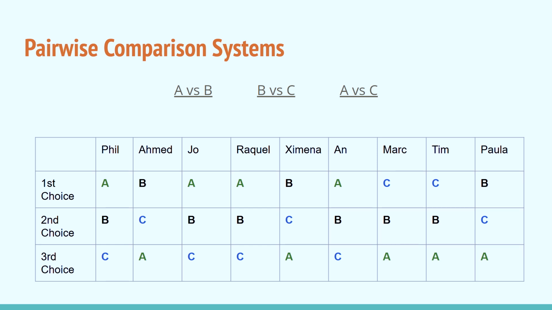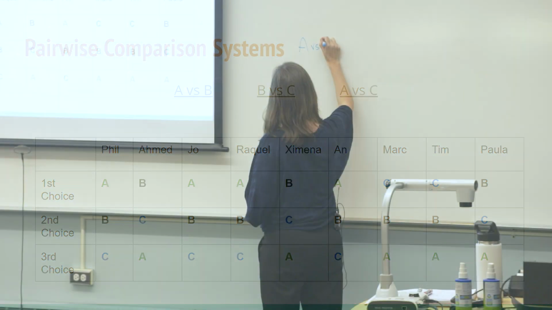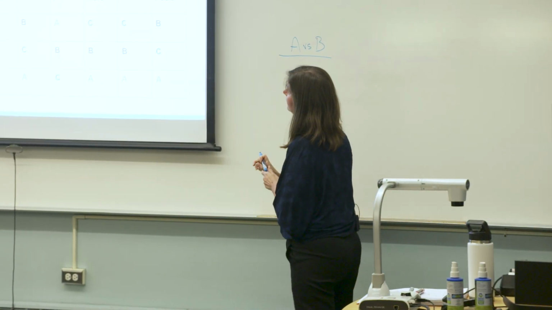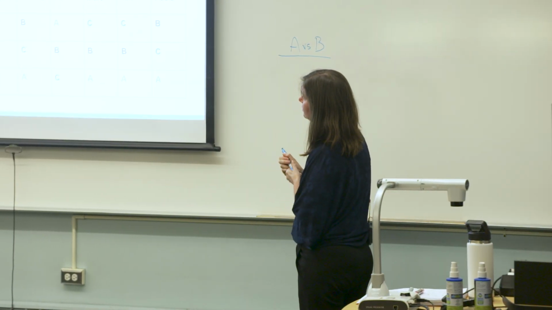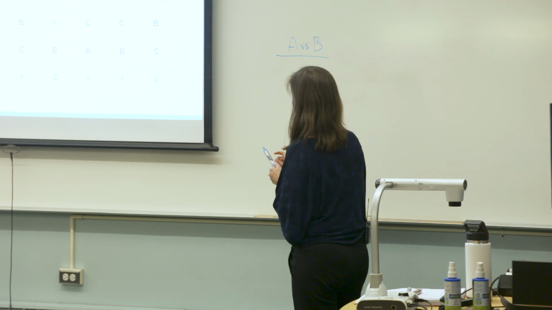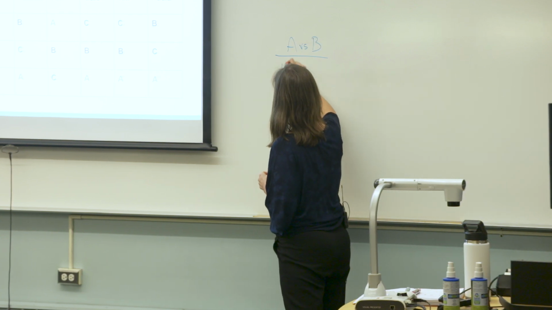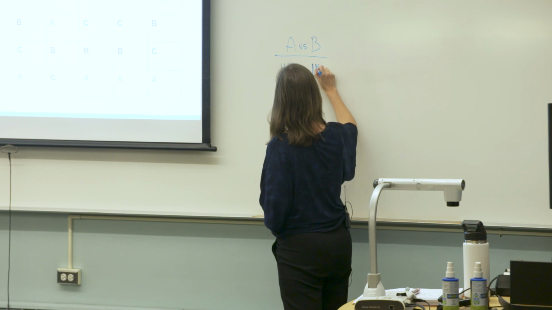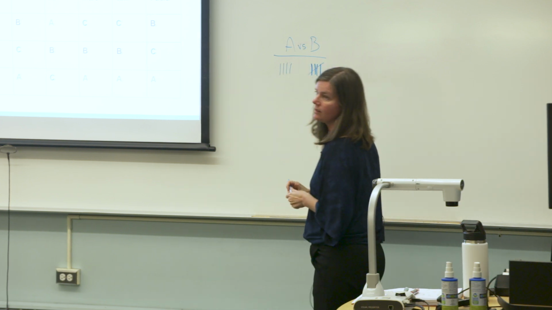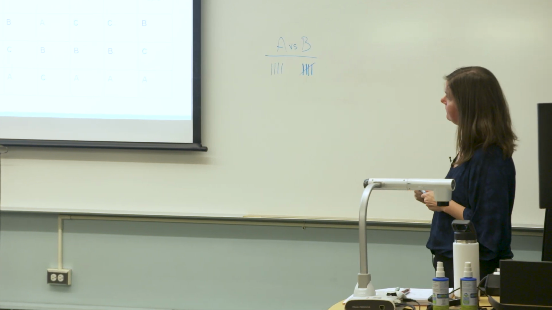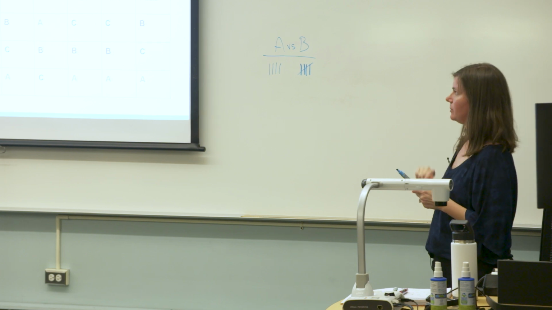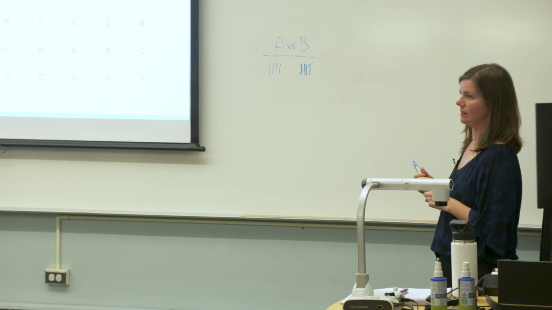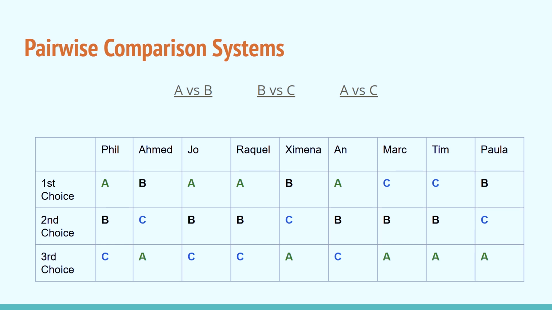So if I do that, this is too high for me to write on, so I'm going to do it over here. So A versus B. So let's see, 1, 2, 3. I think A gets 4 and B gets 5. Does that look right? Okay, try doing B versus C and then A versus C. See what you get for those two.